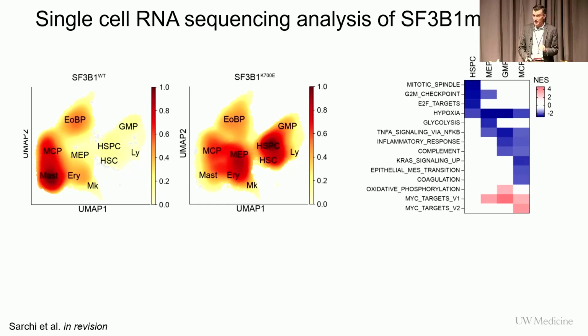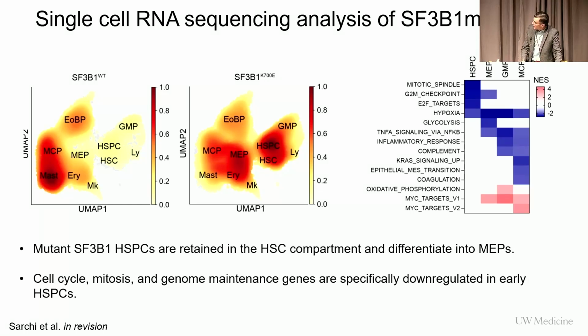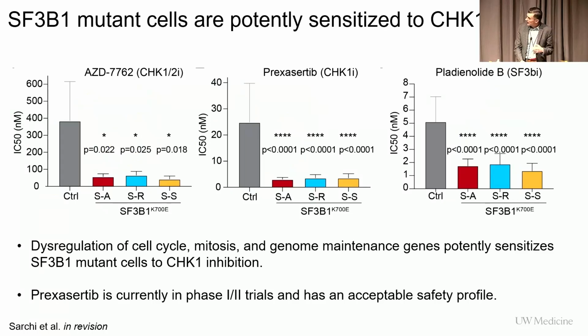But molecularly, we see the same signal, with cell cycle, mitosis, and genome maintenance genes being downregulated specifically in the hematopoietic stem and progenitor cells. That was an interesting signal, and it does expose a therapeutic vulnerability. I won't belabor how we came upon this, but it creates an incredible vulnerability of these cells to agents that perturb DNA damage and mitosis.